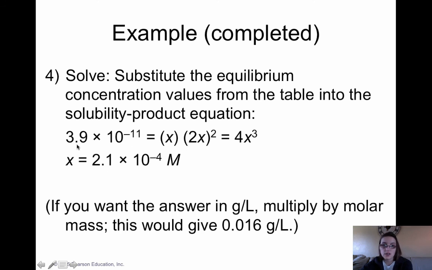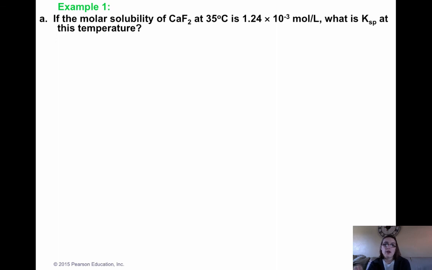Notice that it's a very, very small number. We don't get very many moles that actually dissolve. And if you actually wanted grams per liter, we could just rewrite this big M as moles over liters, and then multiply by the molar mass to give you grams per liter, which would just give you solubility.